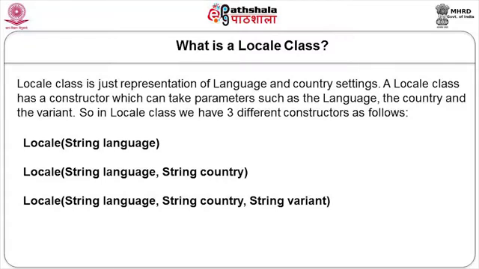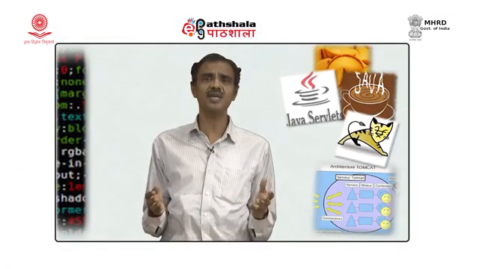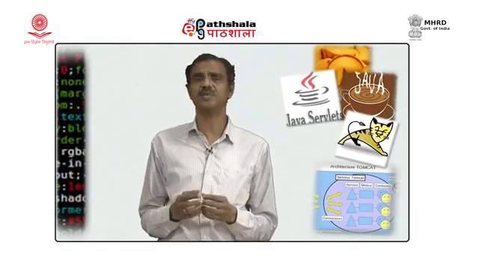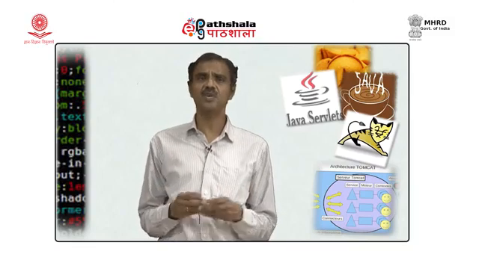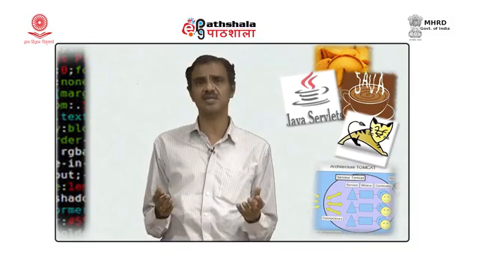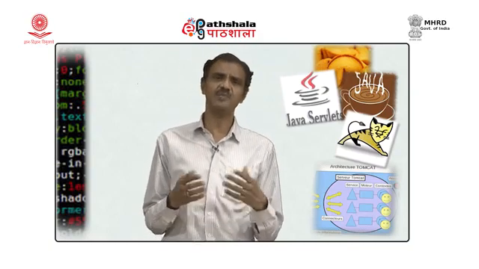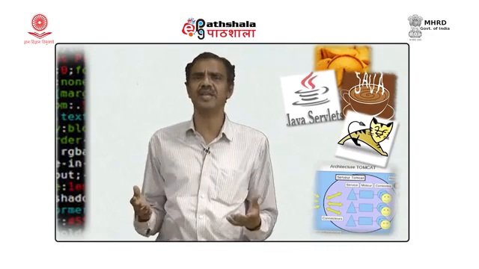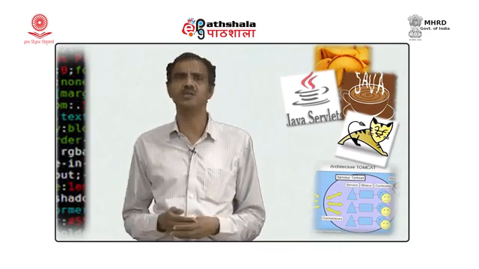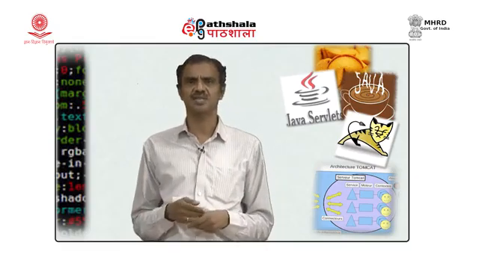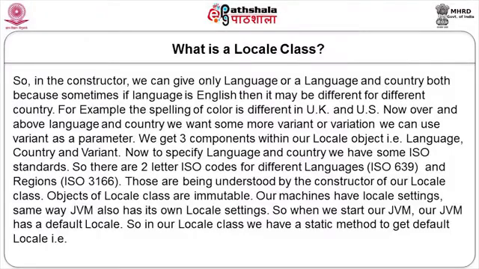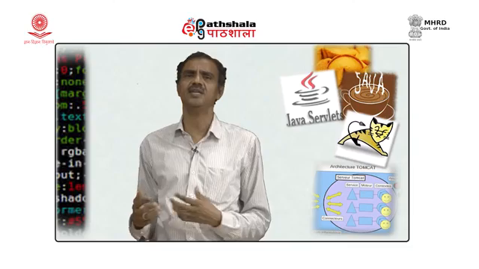Let us start by understanding the class called Locale. What is a Locale class? A Locale class is just a representation of language and country setting. What is there in the Locale? The Locale class has a constructor which can take as parameter the language, the country, and in spite of the language and country, if you need some more variant, you can add your own variant also. So, you have 3 different constructors. You have a constructor where you can give only the language or maybe language and country both, because sometimes you will say the language is English, and with the English language in a different country there are changes.